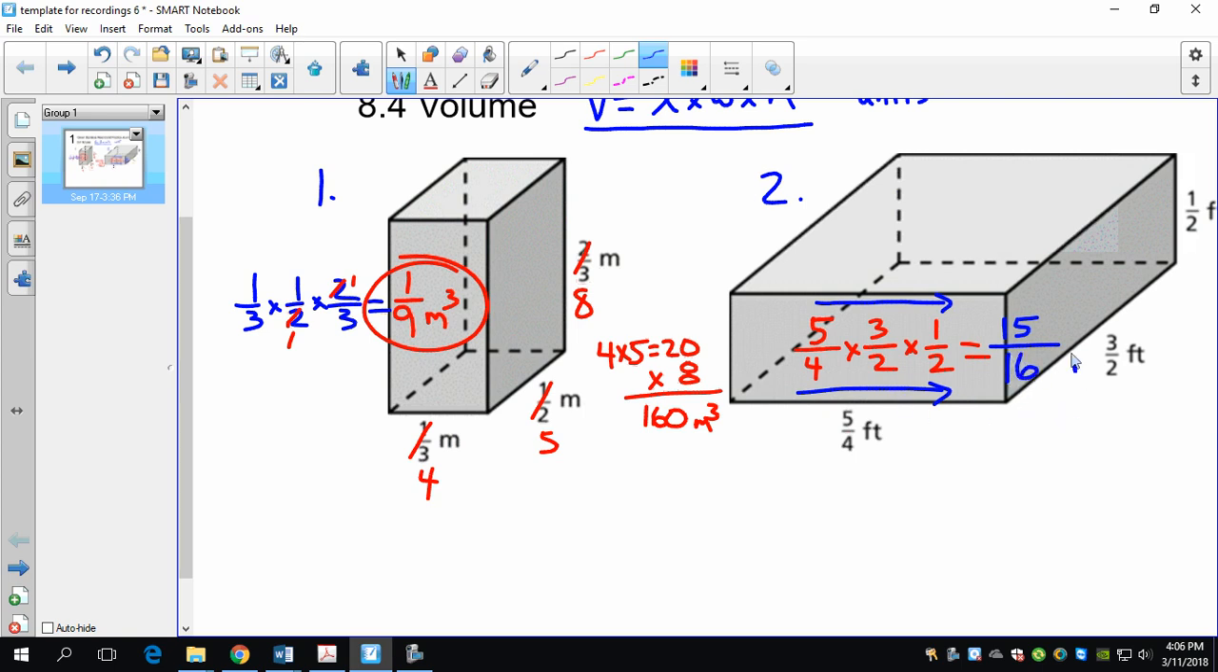So it looks like we are going to have 15/16, and that's going to be feet cubed.